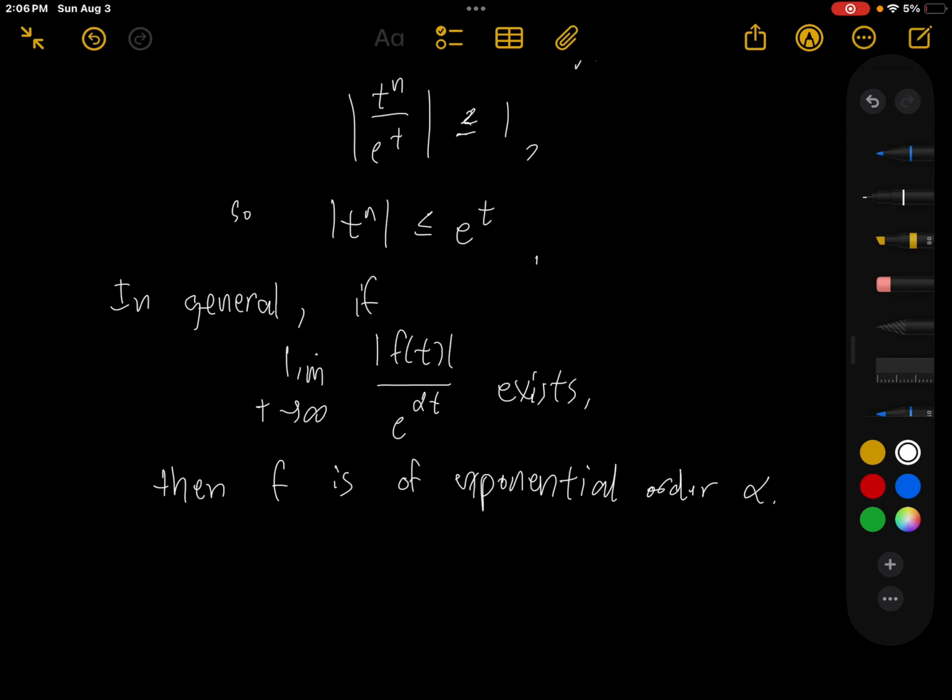So I don't want to get too into the technical details, but this is an easier criterion for being of exponential order. If you take the absolute value of f of t divided by e to the alpha t, and this limit exists for some alpha, then f is of exponential order alpha. You don't need this limit to exist, but if it does exist, then it's of exponential order alpha. Okay, so that's the explanation of exponential order alpha.